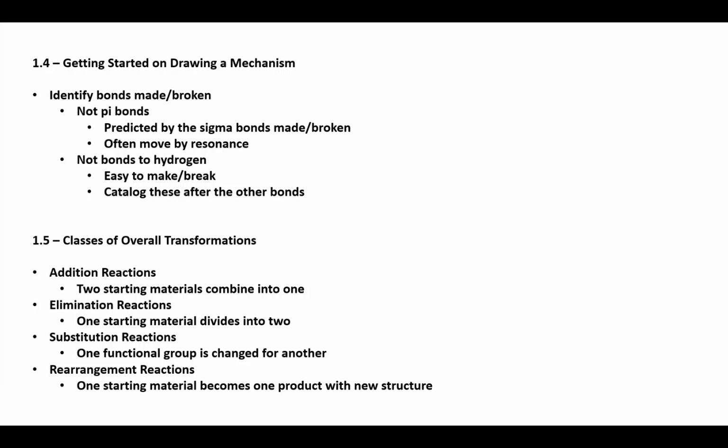I encourage you again to go through chapter one. It's a nice review of the important concepts from Organic 1 and Organic 2. This will get us started on a lot of that material. All right. So section 1.4 is getting started on drawing a mechanism.